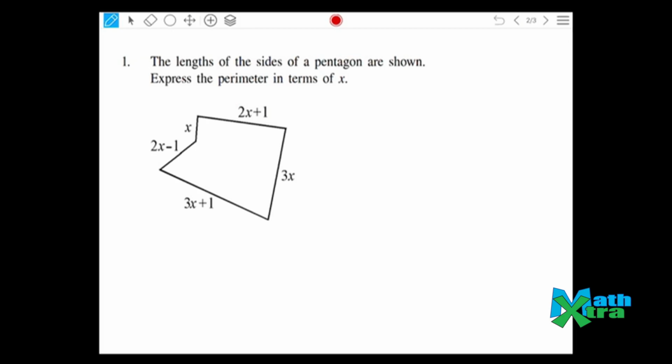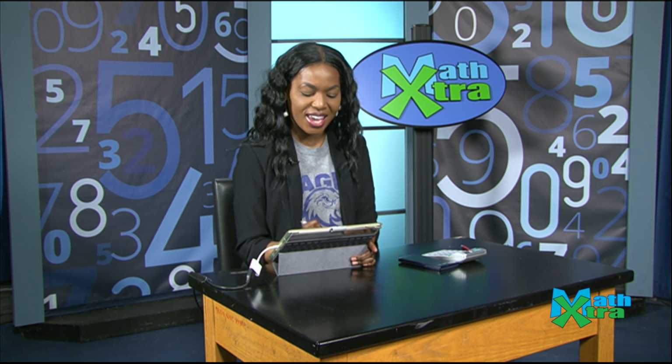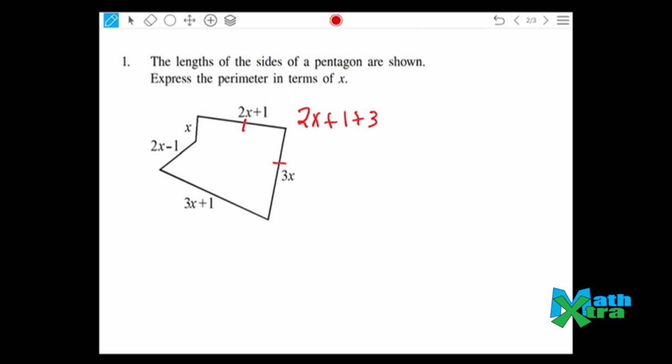The lengths of the sides of a pentagon are shown. Express the perimeter in terms of x. And if you're visual like me, you love graphics. One side is 2x plus 1. And remember, we're finding the perimeter, which means we're adding up all the sides. The next side is 3x. Remember to stay nice and neat so you can read your handwriting.